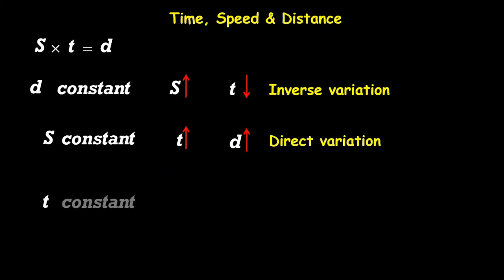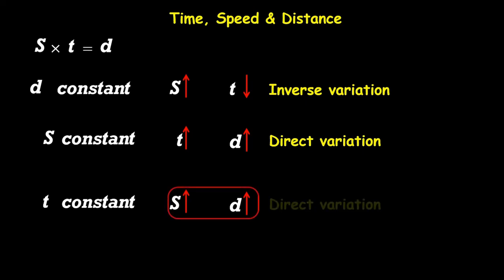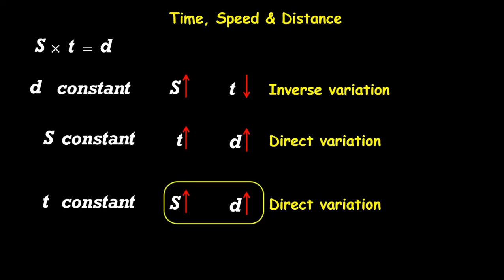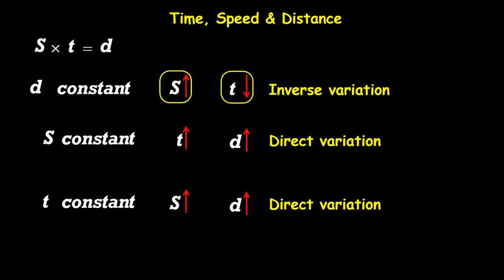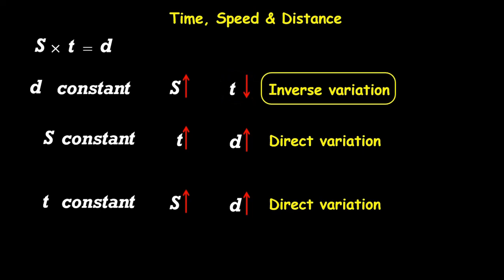And similarly, if t is constant and speed is increased by a factor, then distance is also increased by some factor. This is again direct variation. If both increase or both decrease, it is direct variation, and if one increases and the other decreases, it is inverse variation. This is important. You need to understand this well.